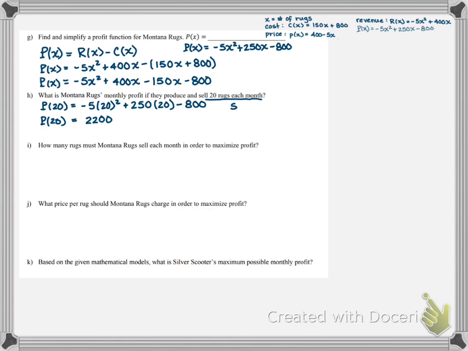So selling 20 rugs will result in a profit of $2,200.